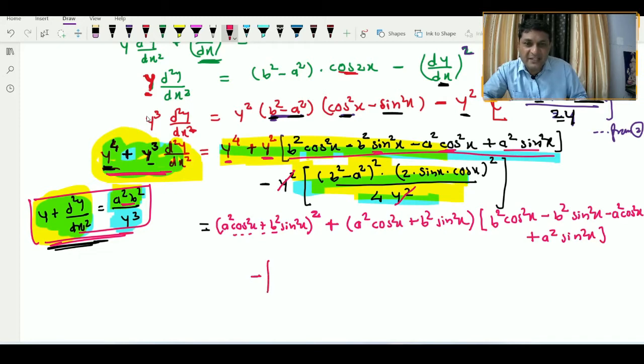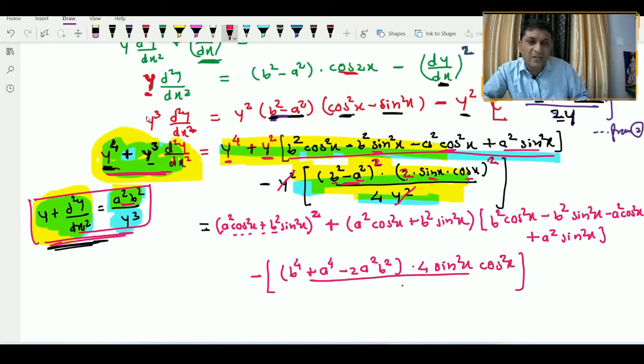Keep this minus as it is, and easily we can observe that expansion of this term will be equal to, using a minus b whole square formula, a square means b raised to power 4, plus b square means a raised to power 4, minus 2ab means minus twice a square b square. Here square of these two will be equal to 4, and square of sin x will be sin square x, and square of cos x will be equal to what? Cos square x. In the denominator 4, keep it as it is. Here 4 and 4 will get cancelled.